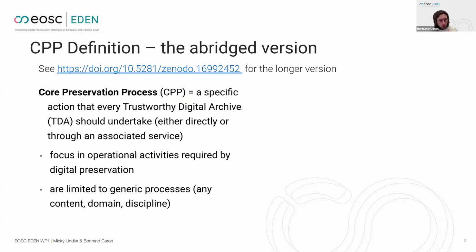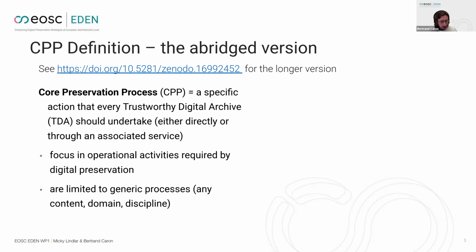So we initially had to define this notion of core preservation processes that was not extremely detailed in the project proposal, and we had to do that to limit the scope in order to have something doable in the amount of time that we had between April and August of this year. So the way we framed core preservation processes is the following.